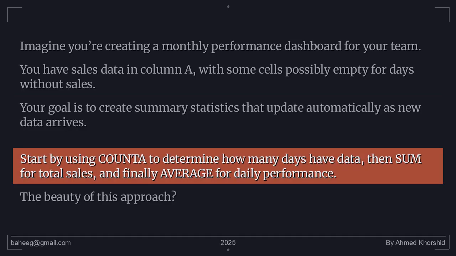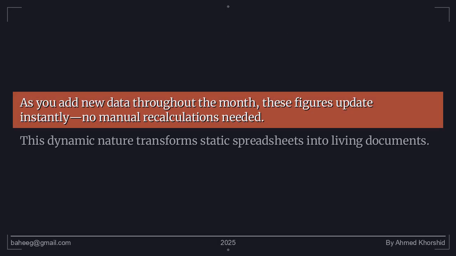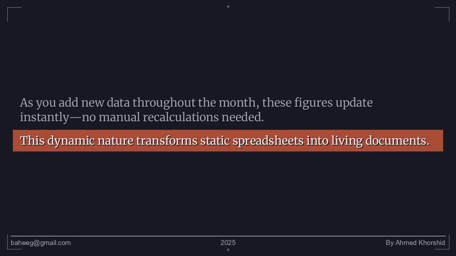Start by using COUNT to determine how many days have data, then SUM for total sales, and finally AVERAGE for daily performance. The beauty of this approach? As you add new data throughout the month, these figures update instantly, no manual recalculations needed. This dynamic nature transforms static spreadsheets into living documents.